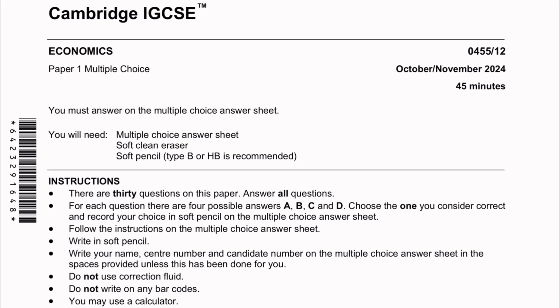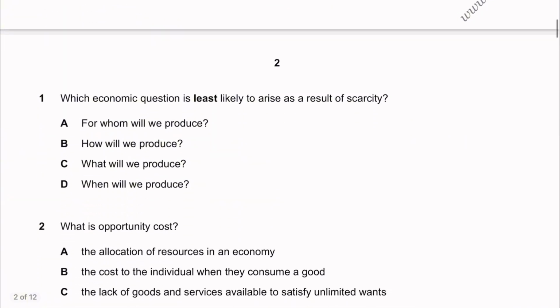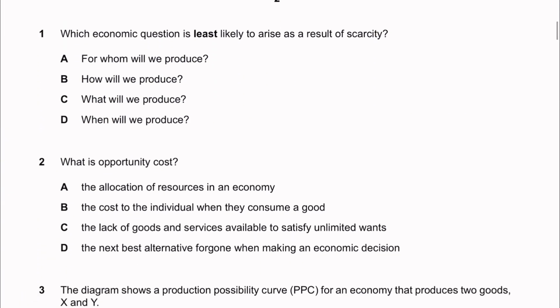Today, I will be discussing this Cambridge IGCSE Economics Paper 1 from October-November 2024. First question. Which economic question is least likely to arise as a result of scarcity?